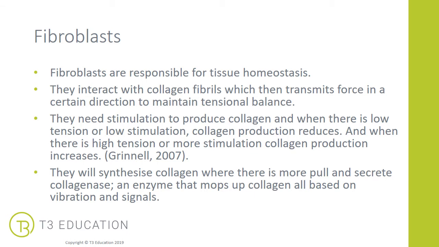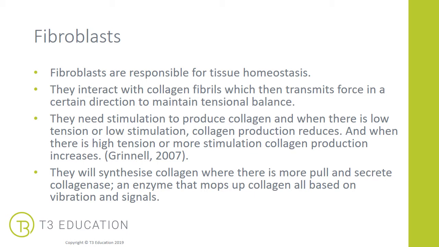Fibroblasts are also responsible for tissue homeostasis, going back to adapting through mechanical force and synthesizing collagen and remodeling collagen where tension is. They interact with the collagen fibrils, which then transmits force in a certain direction to maintain tension or balance. So they'll keep remodeling collagen to maintain tension or balance wherever that force needs to happen. What they do need is a stimulation to produce the collagen. And Grinnell in 2007 found that when there is low tension and low stimulation, collagen production reduces. And when there is high tension and more stimulation, collagen production increases.